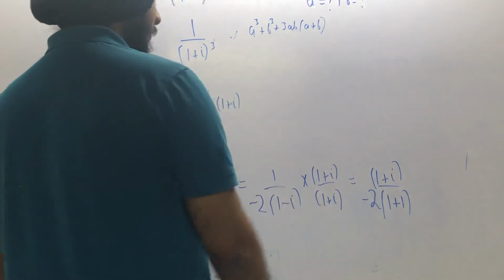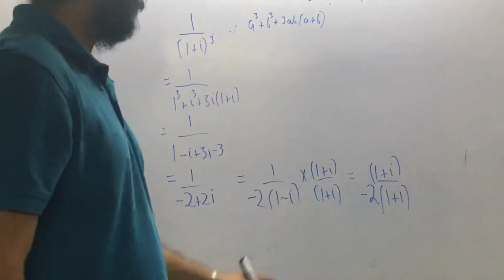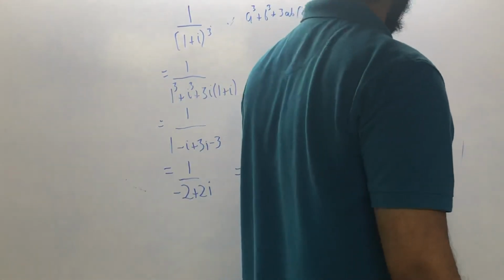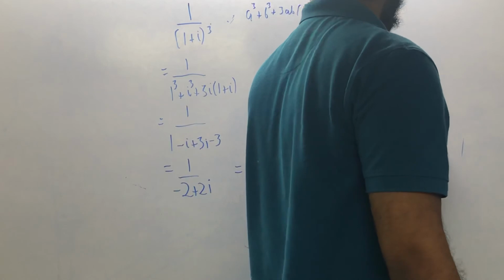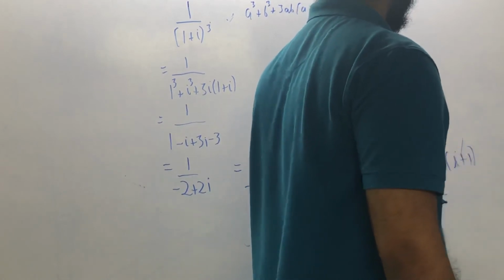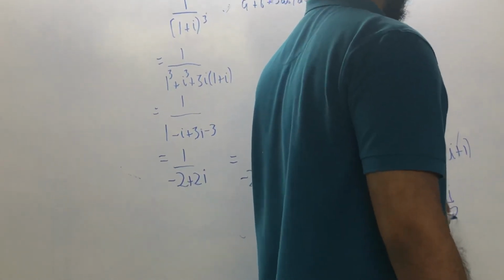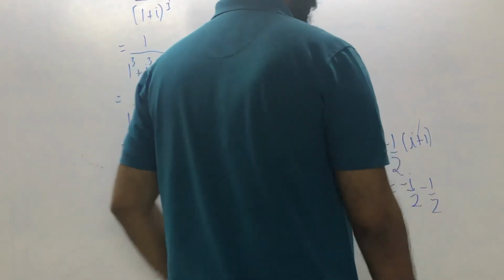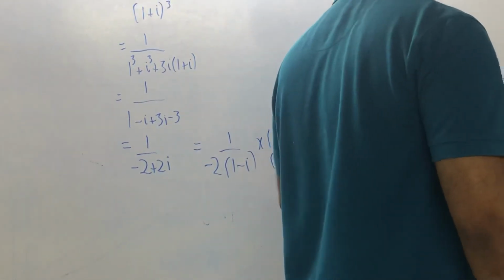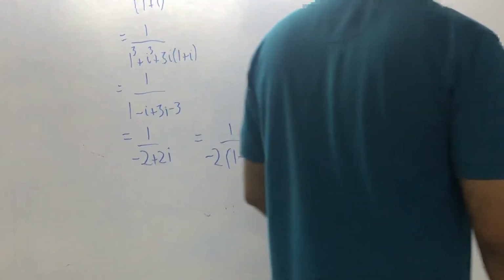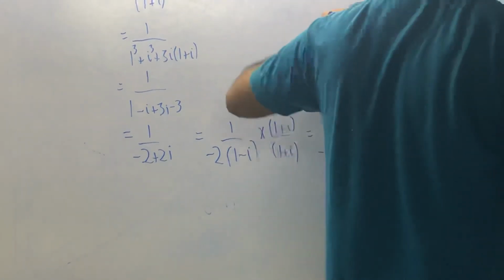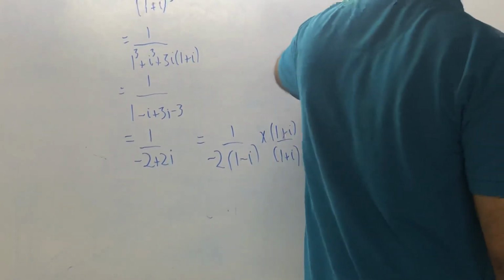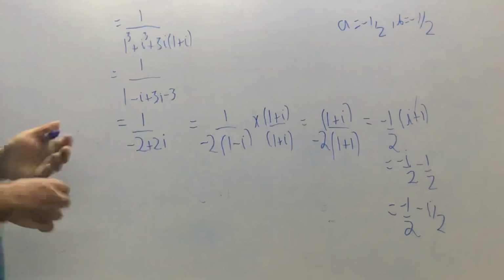Okay, (a − b)(a + b) is a square minus b square, but i square is minus 1, so it will become plus. So minus 1 by 2 into (i + 1). So this is minus i by 2 minus 1 by 2. First we will write it in the general form, that is minus 1 by 2 minus i by 2. So a is equal to minus 1 by 2, b is equal to minus 1 by 2. Okay.